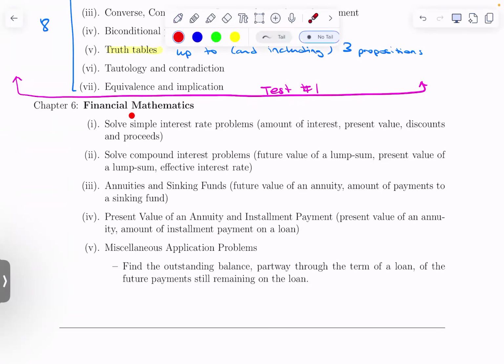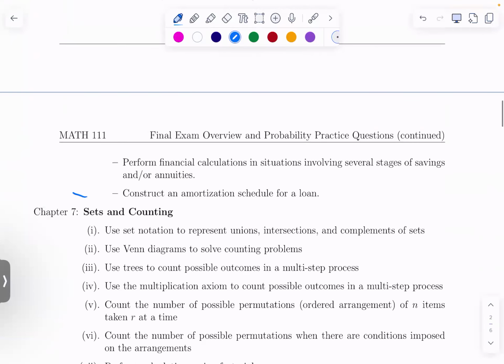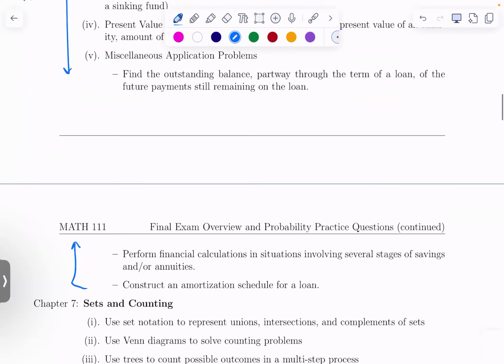Chapter 6, we did financial math. Financial math is kind of a heavy hitter, and there are 16 marks from financial math. Now it continues on the next page. Okay.